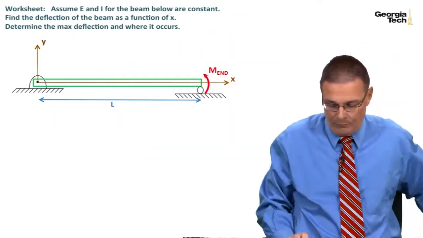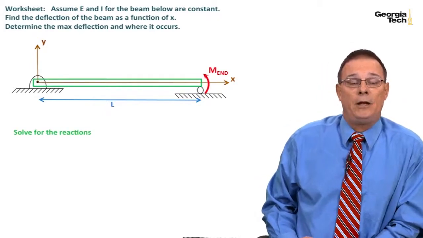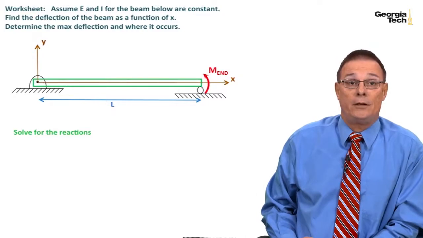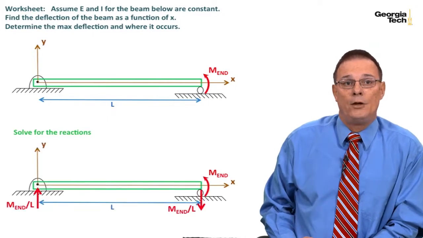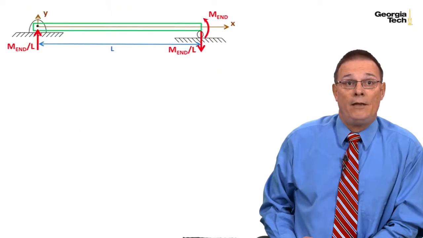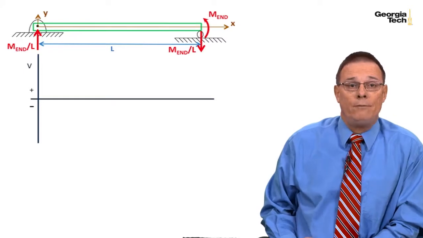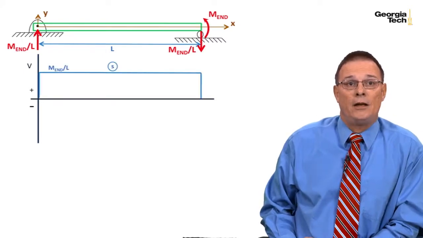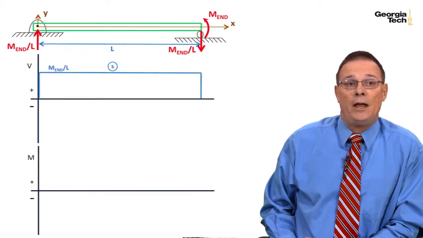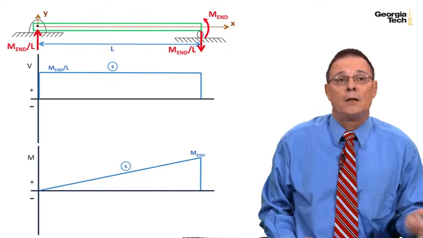What I'd like you to start off with is to solve for the reactions at the pin and the roller in this situation, and then come on back. These are the reactions that you should have gotten at the pin and the roller. Now that we have that, draw the shear diagram. Here's the shear diagram as a result. Now draw the moment diagram. And here's the moment diagram that you should have come up with.